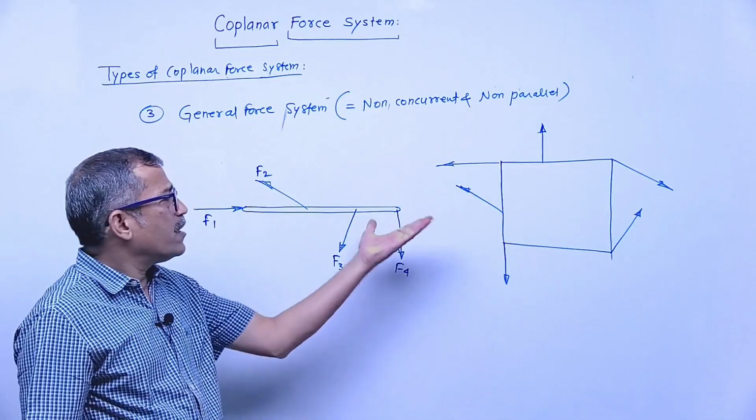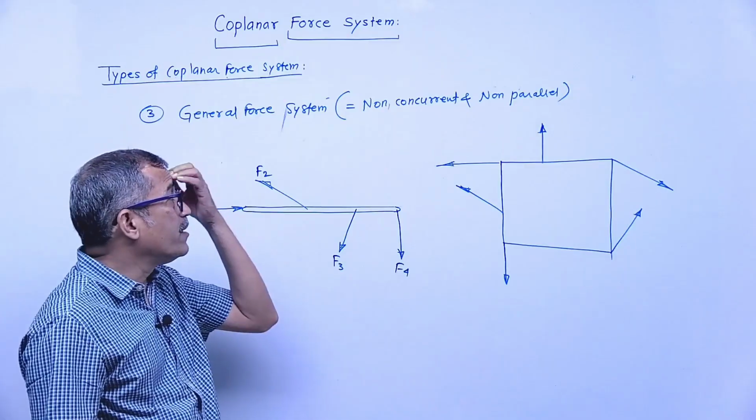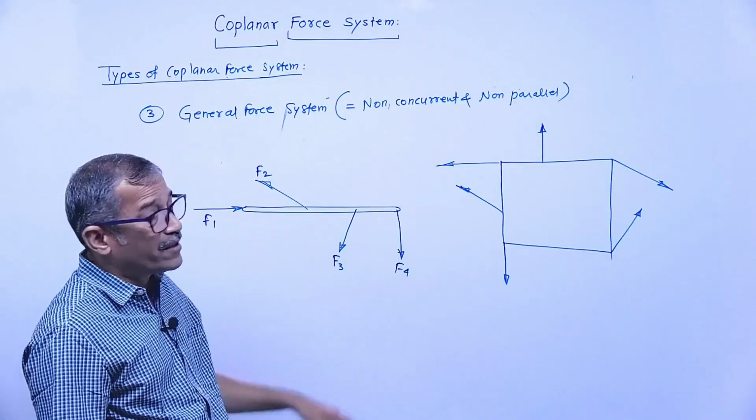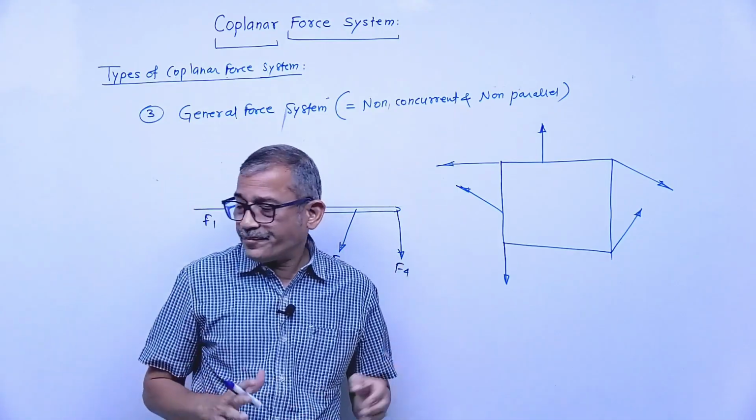They are not concurrent, meaning non-concurrent and non-parallel. Then the force system is called what? A general force system. Up to this point, is it clear?